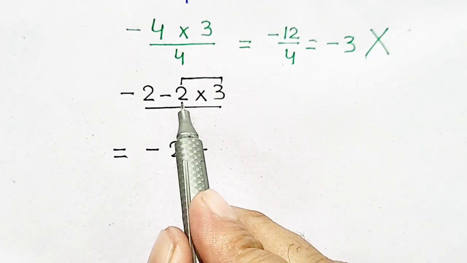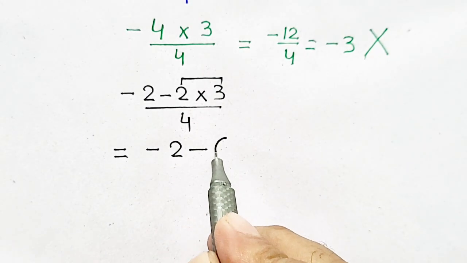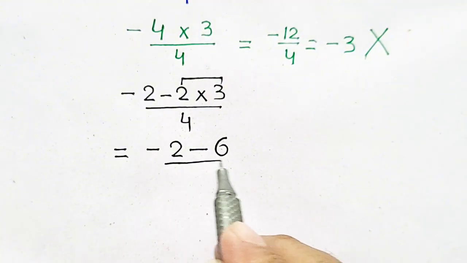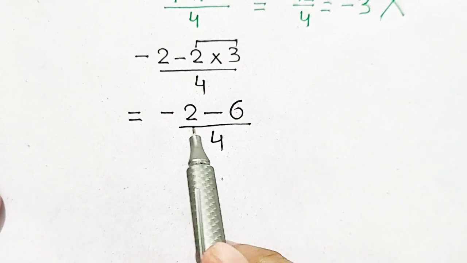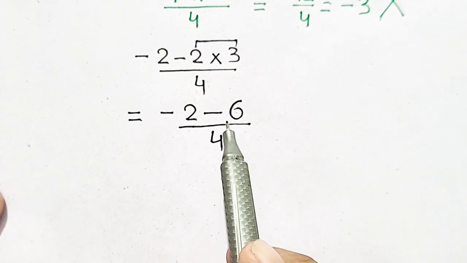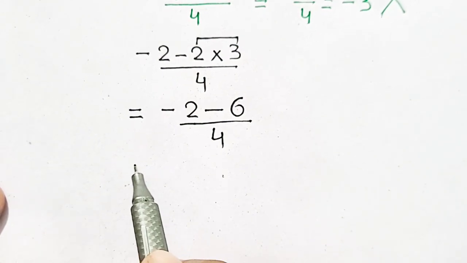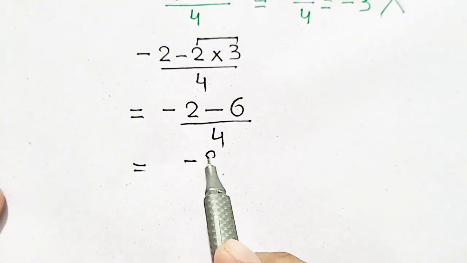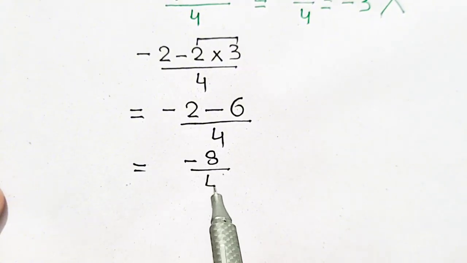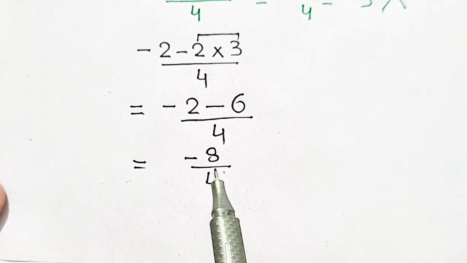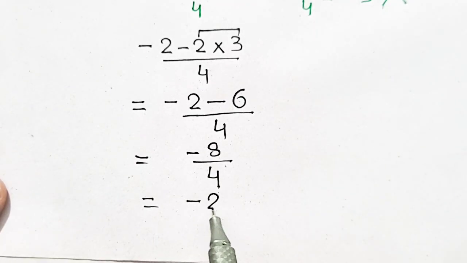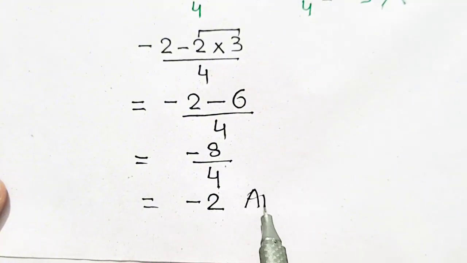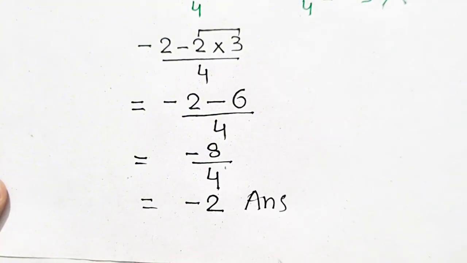minus 2 times 3. It will be equal to minus 6 divided by 4. Now, minus 2 minus 6 will be equal to minus 8 divided by 4. So minus 8 divided by 4 will be equal to minus 2. Minus 2 will be our answer.